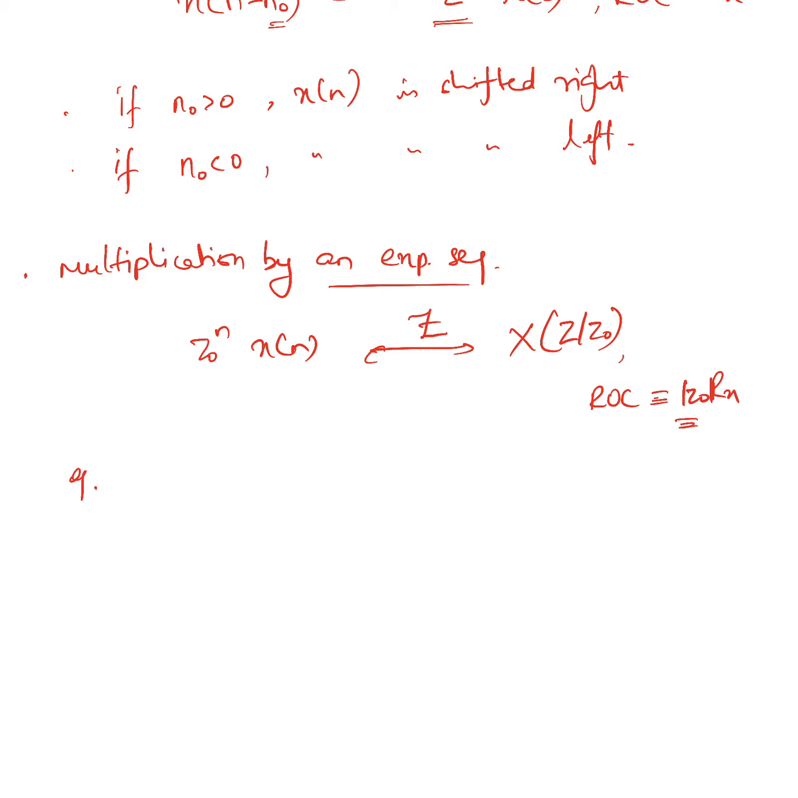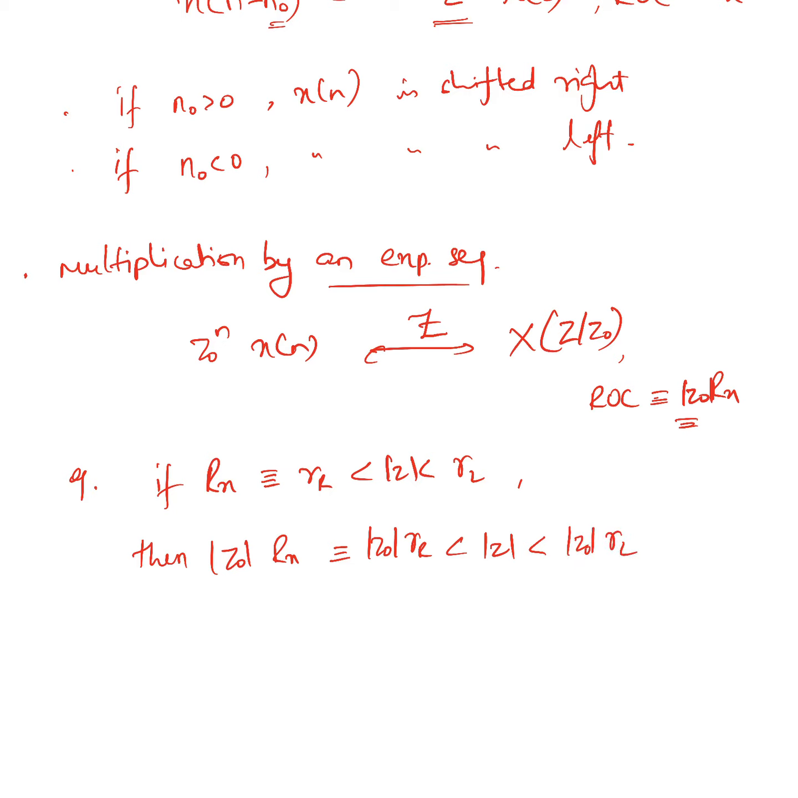For example, if you consider the region of convergence as some annulus, mod of z lying between RR and RL, then mod z naught times Rx would be mod of z naught times RR less than mod of z less than mod of z naught times RL. So this would be the region of convergence for the annulus.